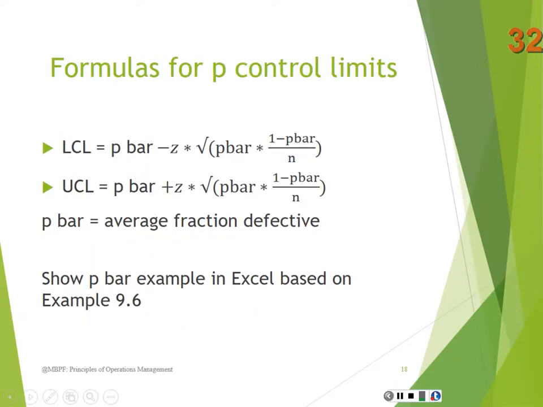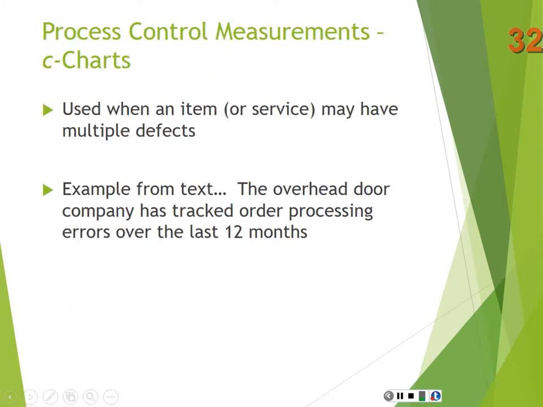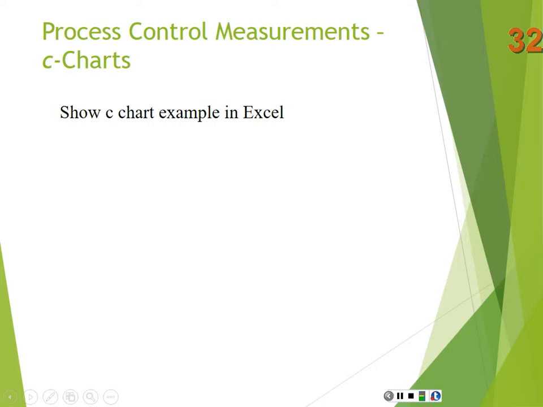And so then, again, in the PowerPoint, we've got the formulas for the control limits, and then there's the P-bar control chart. Okay, for C charts, we're going to use that when an item or service may have multiple defects. So the example from the text is that the overhead door company tracked order processing errors over the last 12 months.